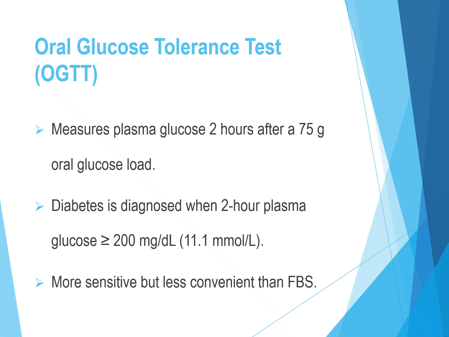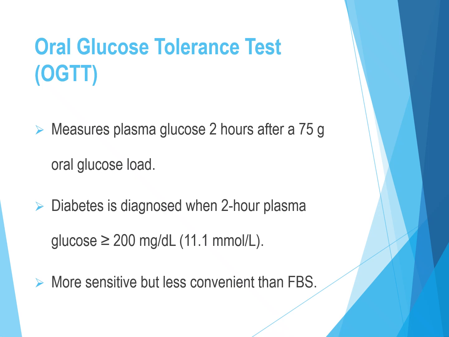Let us consider a laboratory-based example. A patient presents with fatigue and a family history of diabetes. Their fasting blood sugar is 104 milligrams per deciliter, which falls within the impaired fasting glucose range but does not confirm diabetes. An OGTT is performed, and the 2-hour plasma glucose result is 212 milligrams per deciliter. Despite the relatively modest fasting value, this OGTT result confirms a diagnosis of diabetes.